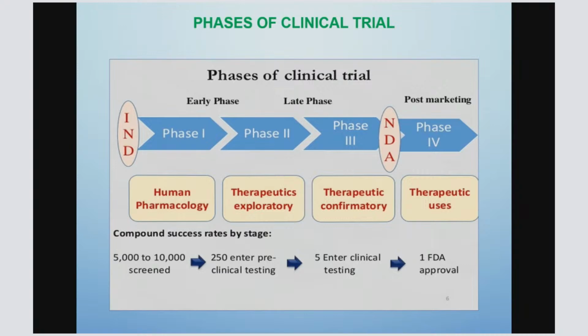Once the drug is in the market, any study later on conducted is known as post marketing phase. And as I said, it is not like overnight a new drug has come into your market. It almost takes 10 to 12 to 15 years from a molecule drug to go through all these phases and then to enter the market.